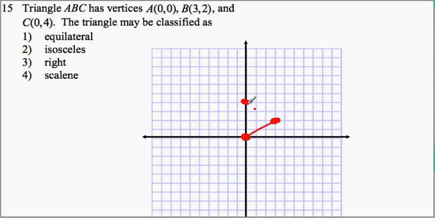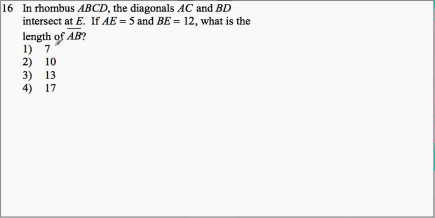And notice that if you connect that, it looks like some sort of an isosceles triangle. Should it be equilateral? No, because this distance is 4 while this one is not 4. So therefore we are looking at isosceles only.